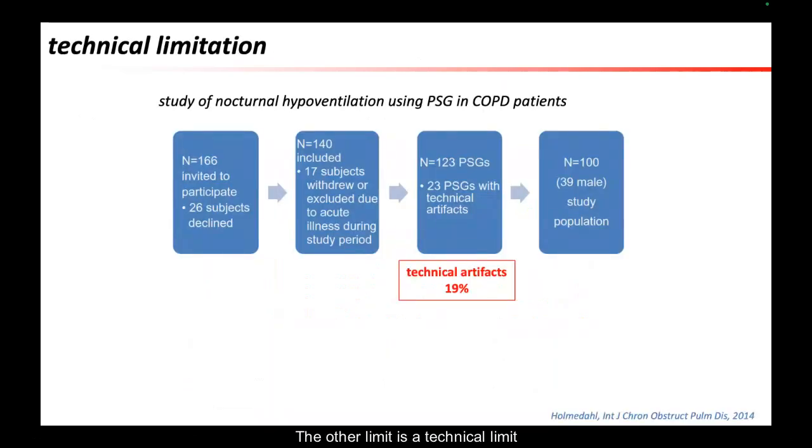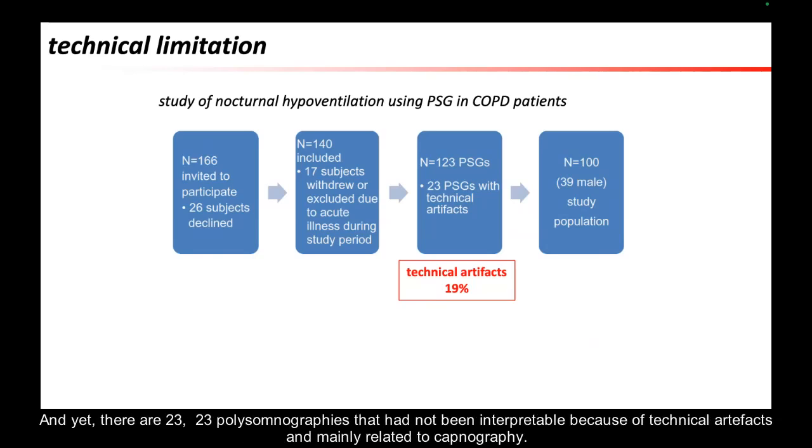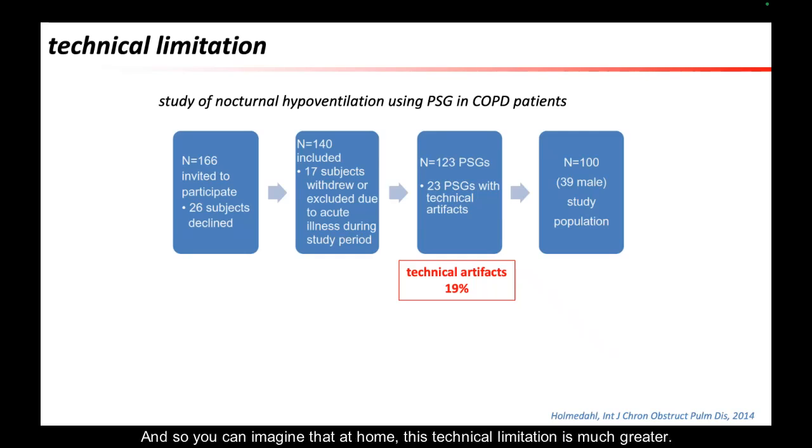The other limit is a technical limit. Here you see a study that was intended to evaluate nocturnal hypoventilation in COPD patients with polysomnography, that is done with personnel trained in capnography. And yet, there are 23 polysomnographies that were not interpretable because of technical artifacts, mainly related to capnography. So you can see that 19% of artifacts related to capnography are there, even though there is a trained staff. And so you can imagine that at home, this technical limitation is much greater.